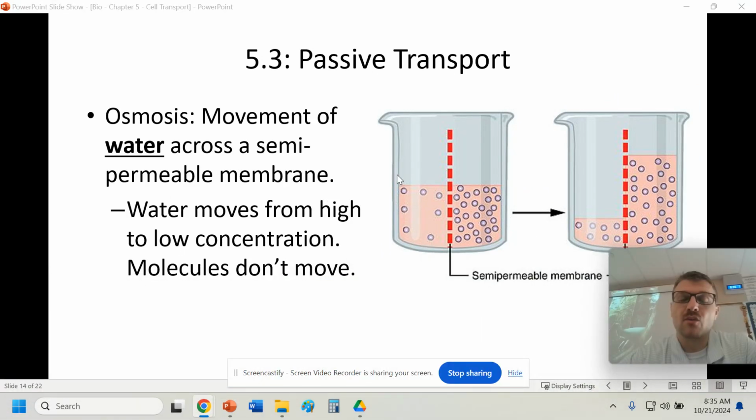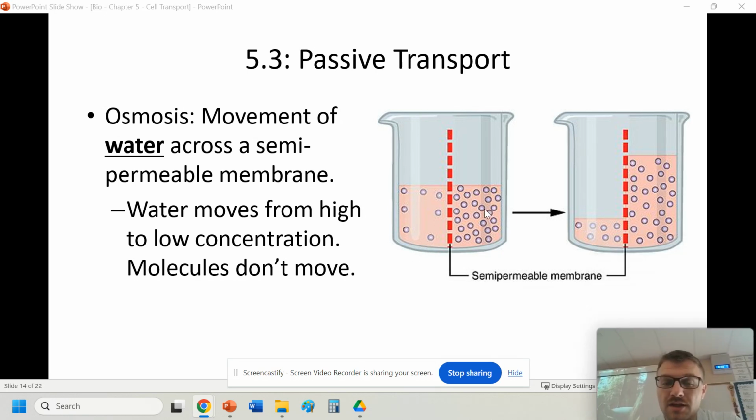Osmosis is the movement of water. This is the big difference here. In passive transport, we're talking about, again, moving from high to low concentrations. Now we're going to focus on the movement of water. If you look at this diagram, you can see there are molecules in this solution. Now, it's in pink. I wish it was in blue, but look how the water here moves past the semi-permeable membrane. Do the molecules move? Do these little circles move? No, they don't move. It's what the water does.